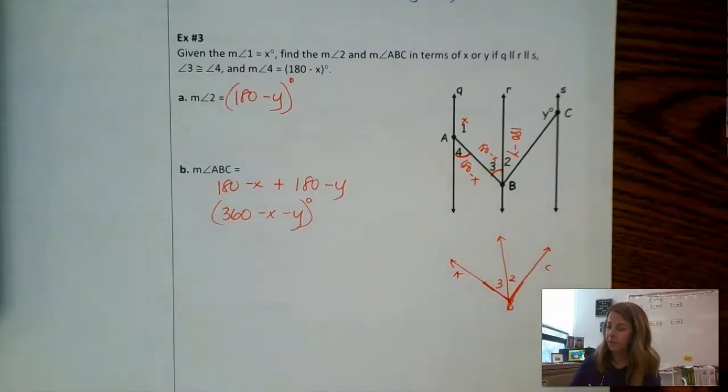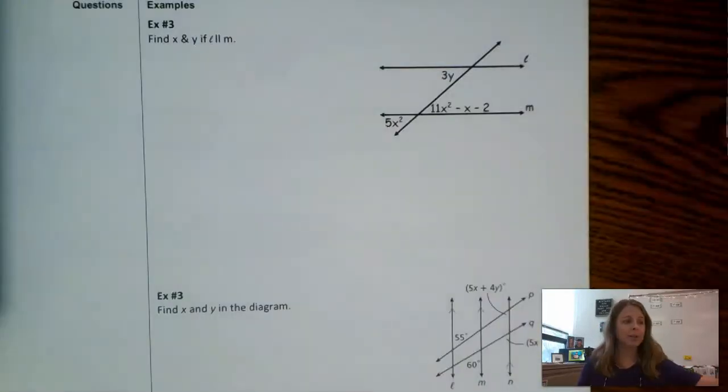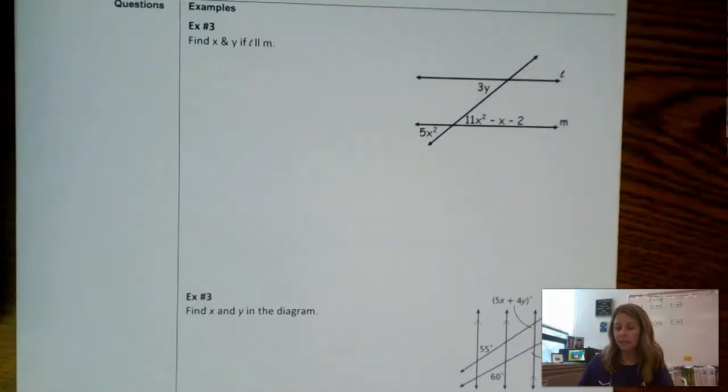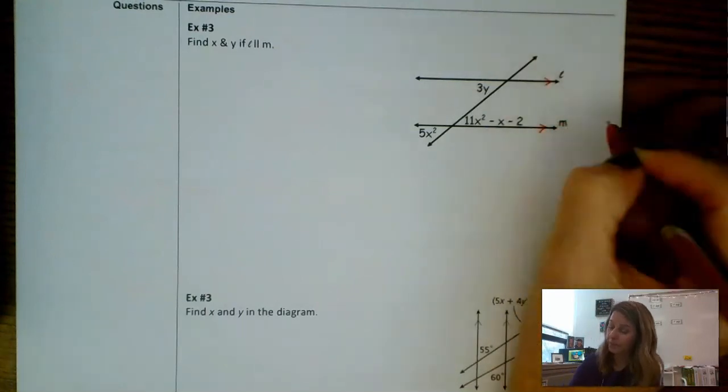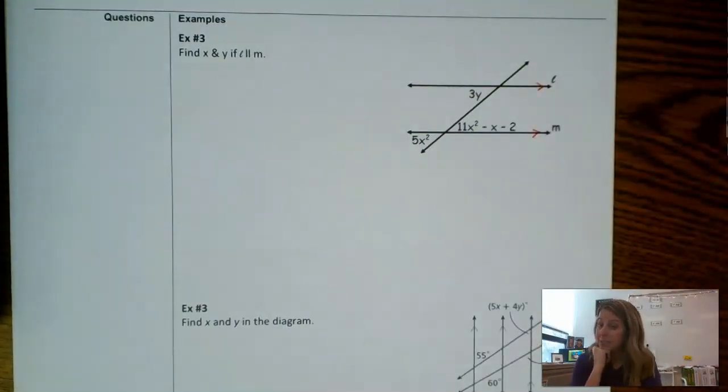Okay. All right, let's move on to this last page here. All right, number 3, find x and y if L is parallel to M. Okay, so L is parallel to M. Okay, I see some squareds. I see both variables, x and y. So let's look for some connections here.